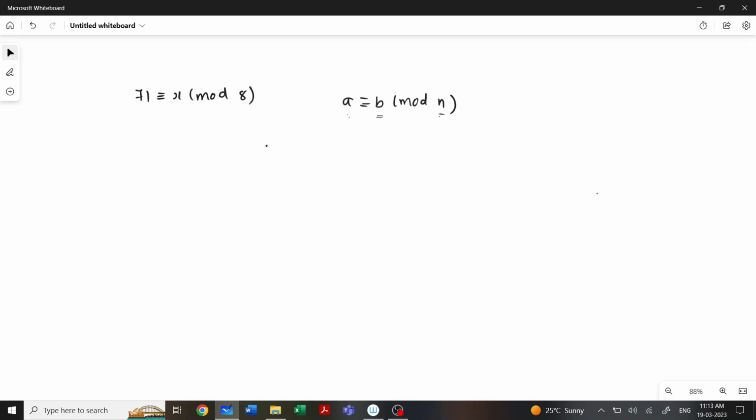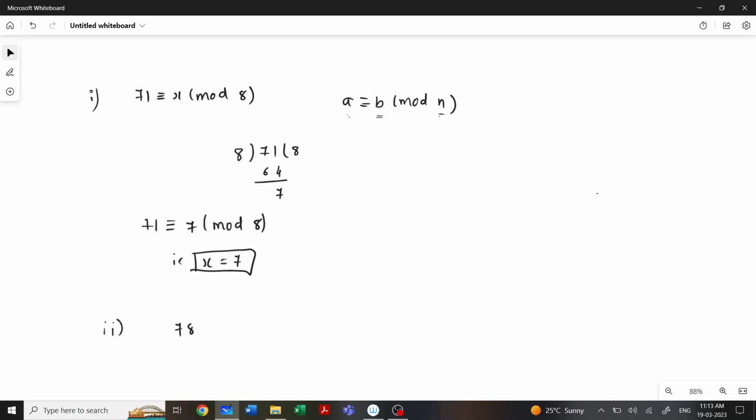So if we divide 71 by 8, 8 times 8 is 64, and the remainder is 7. So 71 is congruent to 7 in mod 8. That is, the value of x equals 7. This is one simple example. Let me take another example: 78 plus x is congruent to 3 in mod 5.